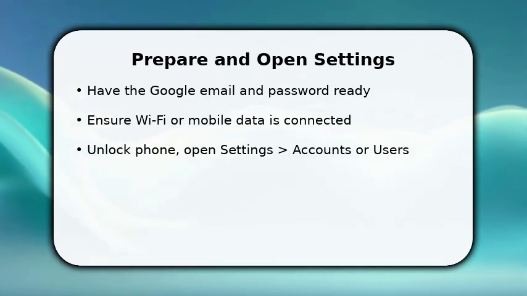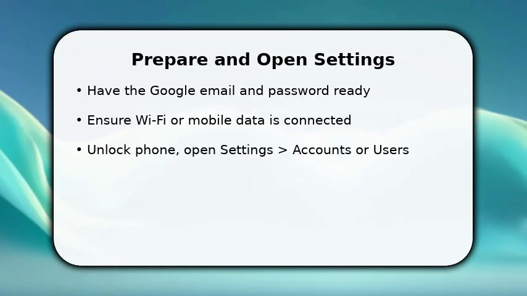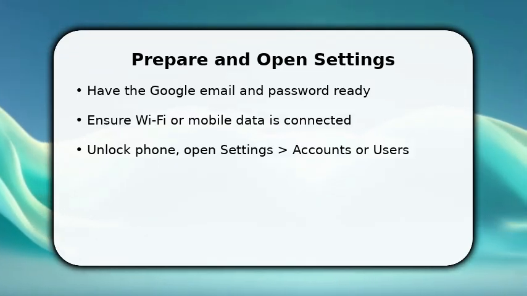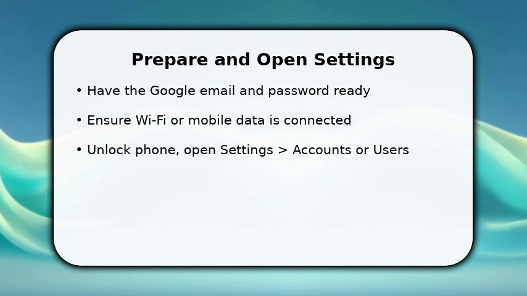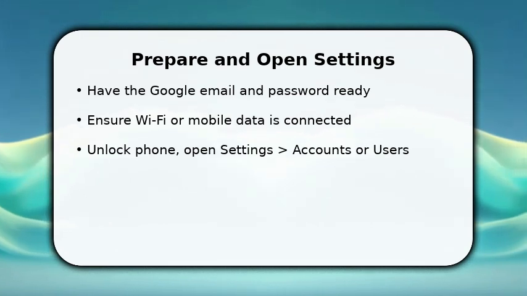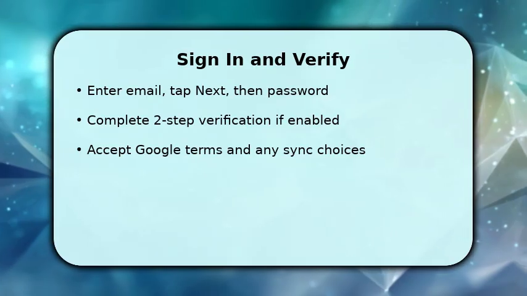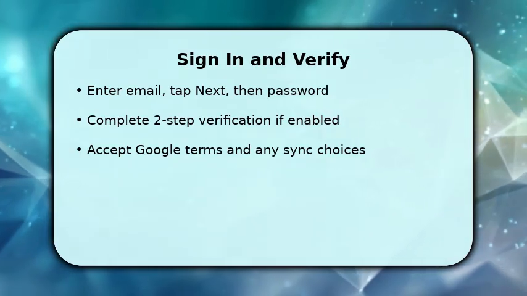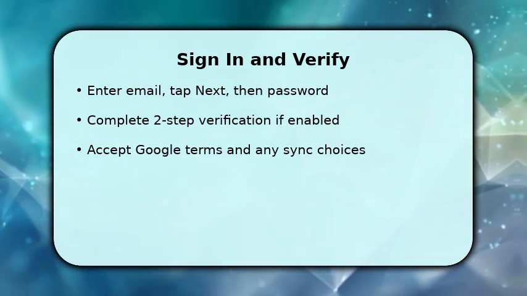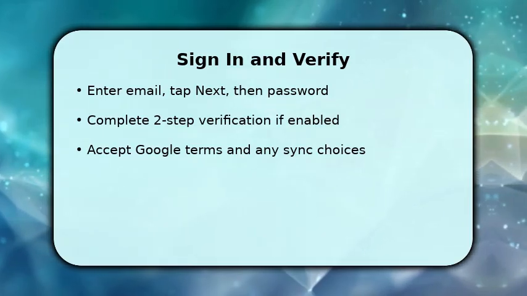This step kicks off the secure sign in flow, so make sure the connection is stable and the device battery won't die mid-process. You'll enter the Google email and tap Next, then type the password. If you use a password manager, paste it carefully. Next, handle two-step verification if it's enabled. Choose text, authenticator, or backup code as needed.